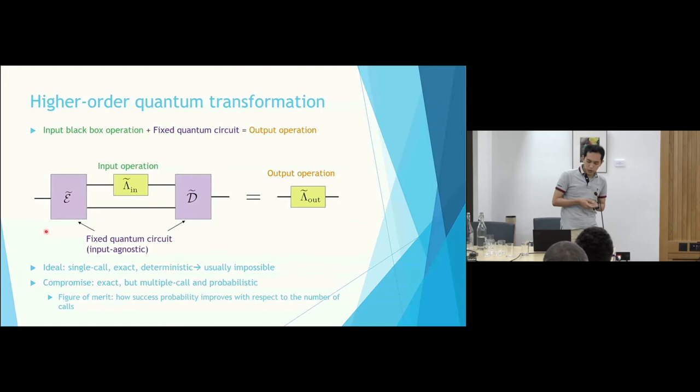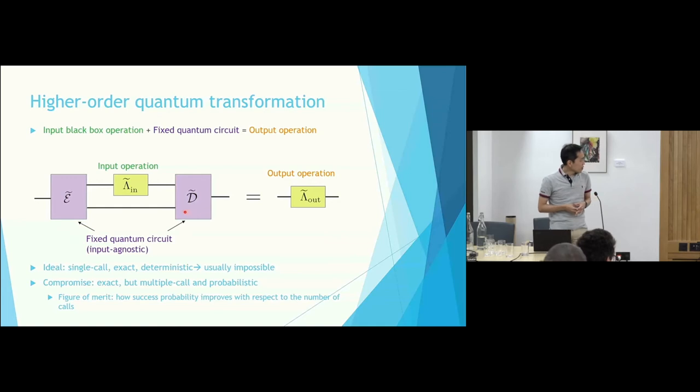What we mean by higher order quantum transformation is something like this. In green we have the input operation that we would like to convert. This would be the encoding black box in our particular scenario. Then we use this as one component and construct a larger circuit. The purple ones are the transforming circuit, which would be independent of the input. So you might say this is an input-agnostic implementation of this decoding operation.